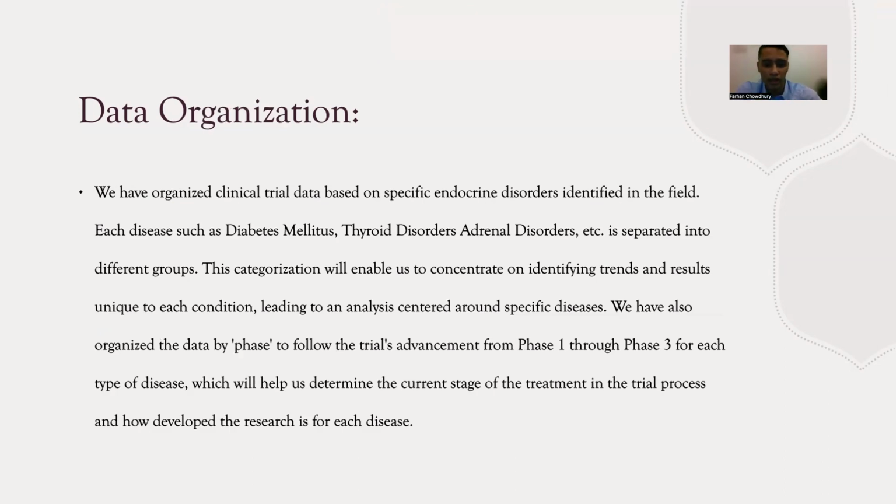When we were organizing the clinical trials data, our goal was to separate different endocrine system disorders into different groups, as it allowed us to concentrate on identifying trends and findings specific to each condition. Also, separating the data by phases allowed us to find out the current stage of the treatment in the trial process, and also how developed the research is for each disease. Next slide.